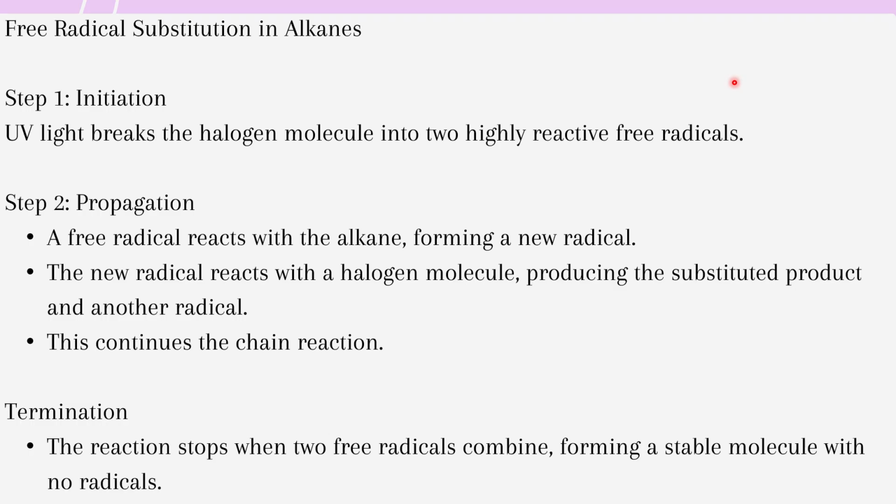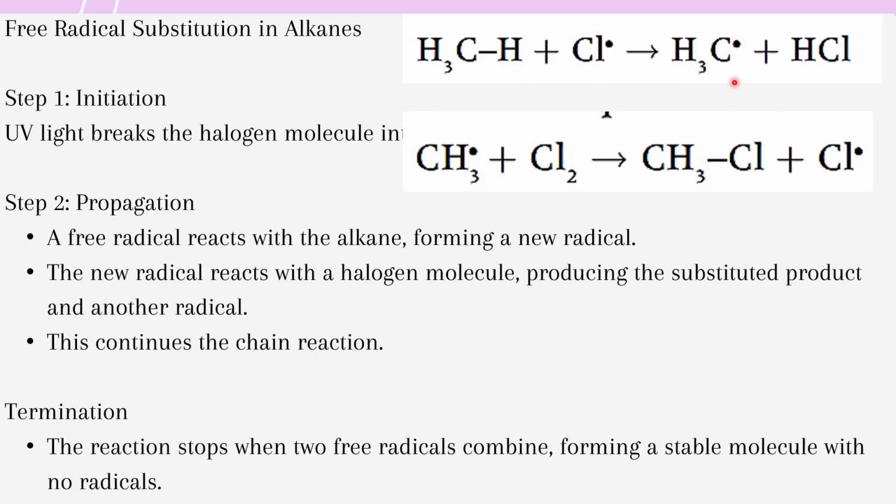Now the next step after formation of these free radicals is the propagation reaction, where these highly reactive free radicals attack the reactant molecule and result in the formation of HCl and CH3 free radical. Now this CH3 free radical is also a free radical, so it attacks the chlorine molecules present in the system and results in the formation of CH3Cl plus Cl free radical. So this is how the reaction propagates.